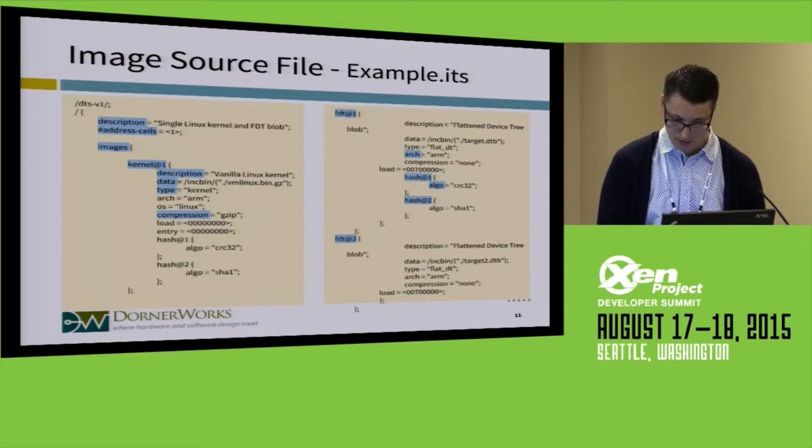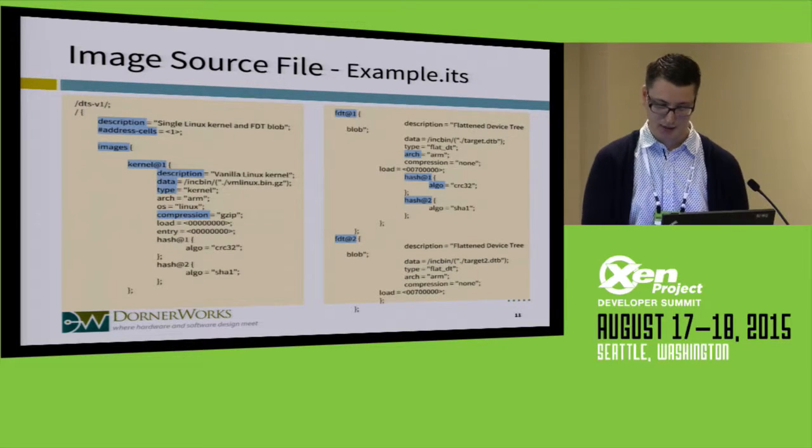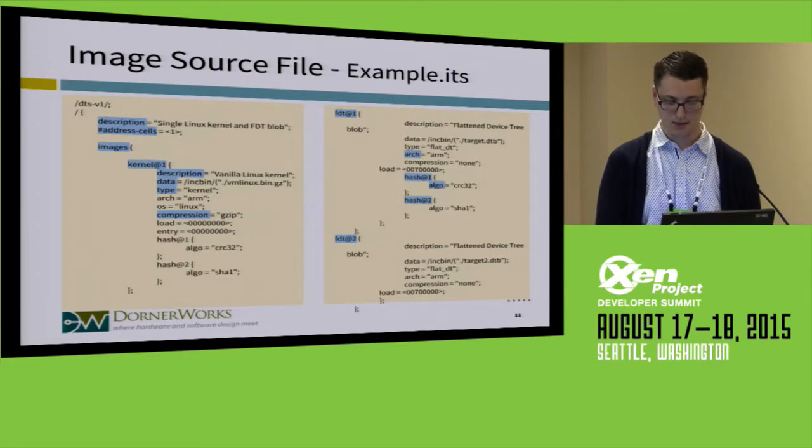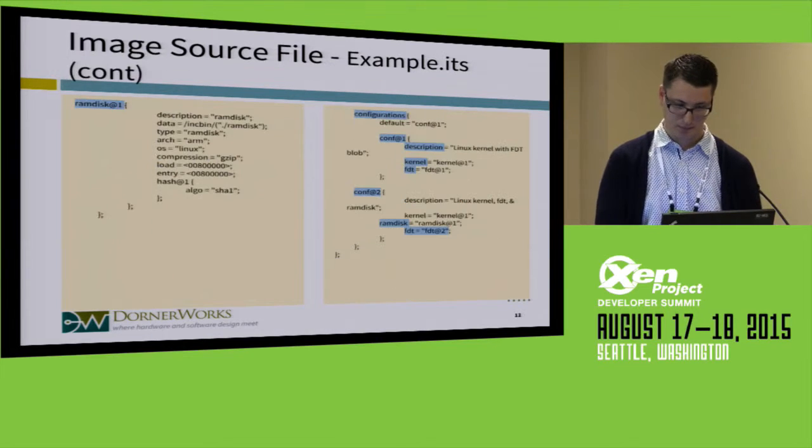So as you can see here, we have a single Linux kernel defined as type kernel and two FDTs defined as type flat DT. Continuing with the example, we finished defining all of our images. There's also a RAM disk now.